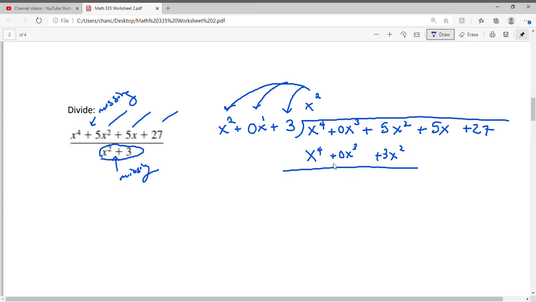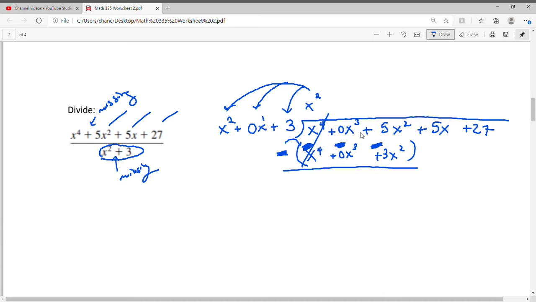Now we're going to distribute the negative. So be very careful. Don't forget to put parentheses and distribute the negative. So this becomes a negative x to the 4th. This is a negative 0x cubed. This is a negative 3x squared. So let's add this up.